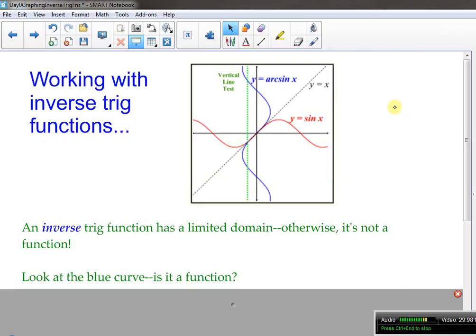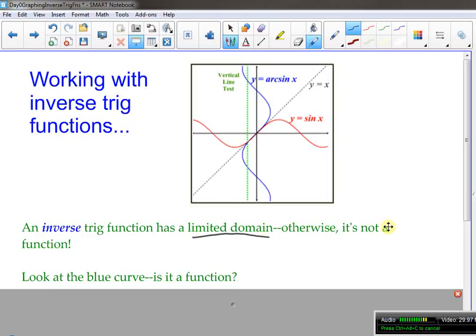So the blue curve, it's an arc sine. It's the equation arc sine of x, but it's definitely not a function. There is software that can plot equations, but your calculator can't. Your calculator is going to do functions, at least in pressed test mode. Okay, so an inverse trig function has what we'll call a limited domain or restricted domain.